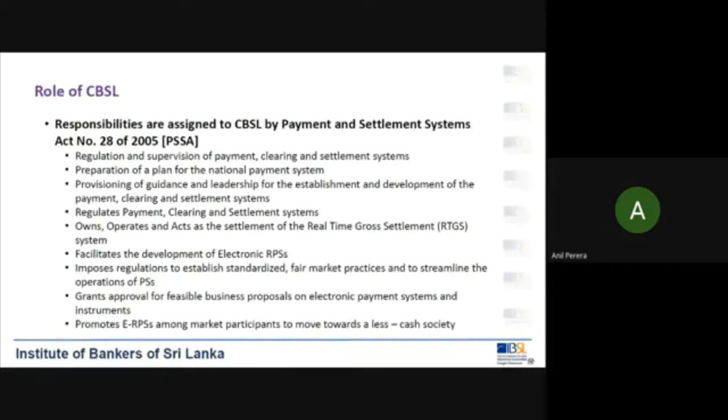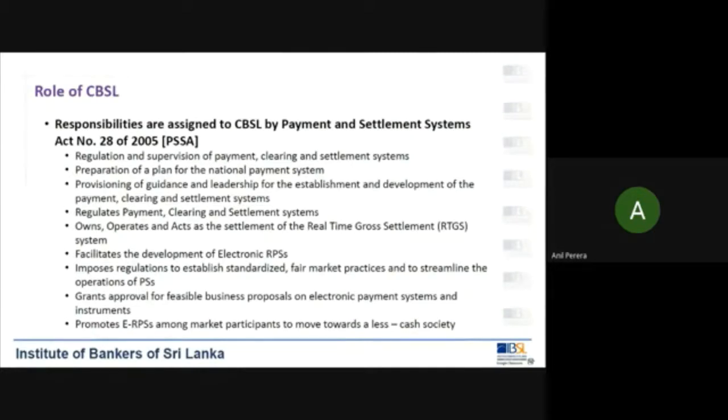But overall, the idea of the central bank under these payment and settlement processes is that we should move to a less cash society. Earlier, people were talking about a cashless society. Cashless means we don't have cash, but I think that's not practical. We should have some cash. What we are talking about now is not the cashless society, but a less cash society. We have cash, but at a minimum level.